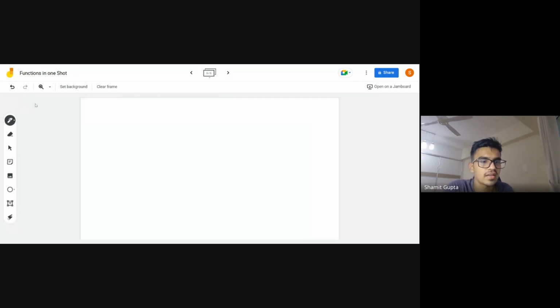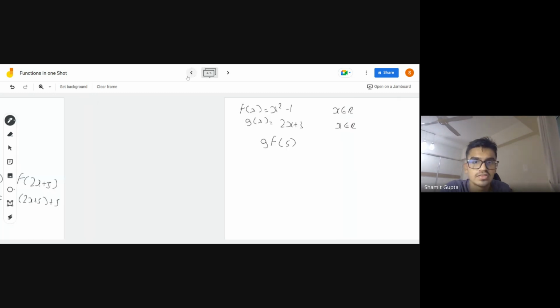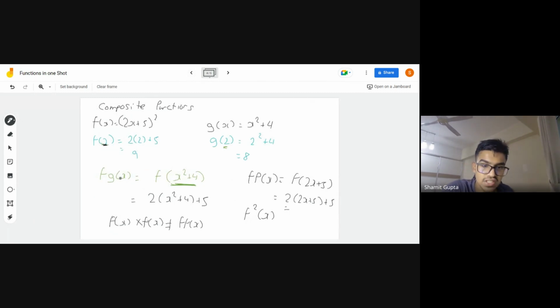Now, there are many different types of questions they can have for composite functions. I just have one for you, and this is a relatively decent one, not too hard, not too simple. f(x) equals x squared minus 1 for x is any real number. g(x) is equal to 2x plus 3 for x is any real number. Now I want you to find g(f(5)). So now, like how we found f(g(x)), we want g(f(5)).